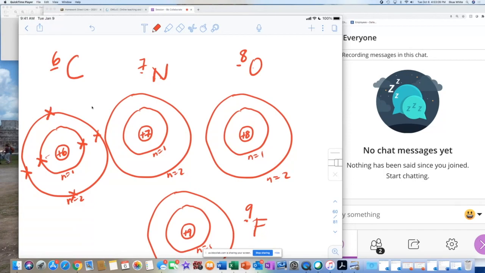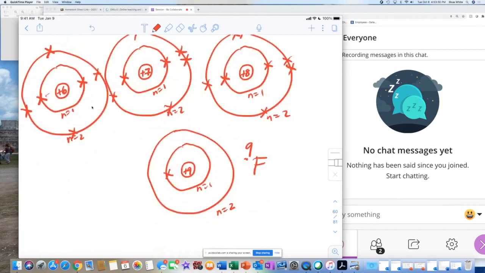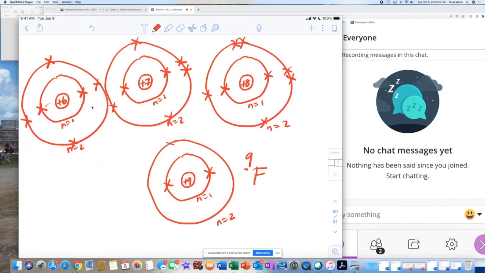For nitrogen, we have two in the middle. And then we have five remaining: one, two, three, four, five. For oxygen, we have two in the middle, and then we have six remaining: one, two, three, four, five, six. For fluorine, we have two in the middle, one, two, energy level one. Then we have how many? Seven remaining: one, two, three, four, five, six, seven.